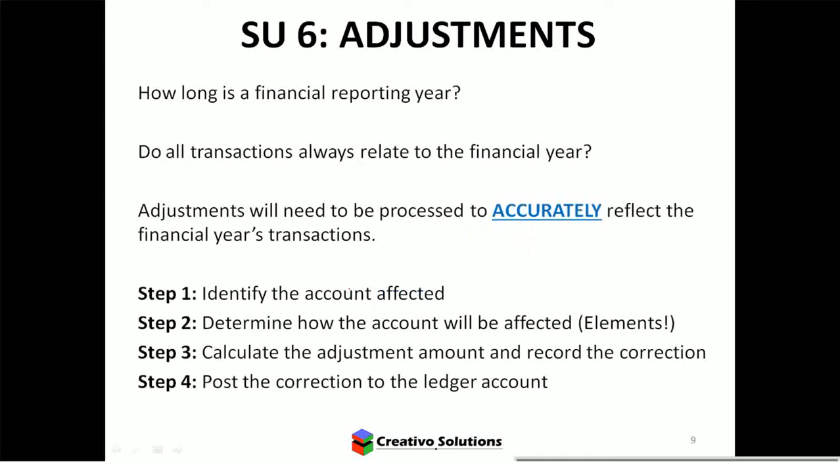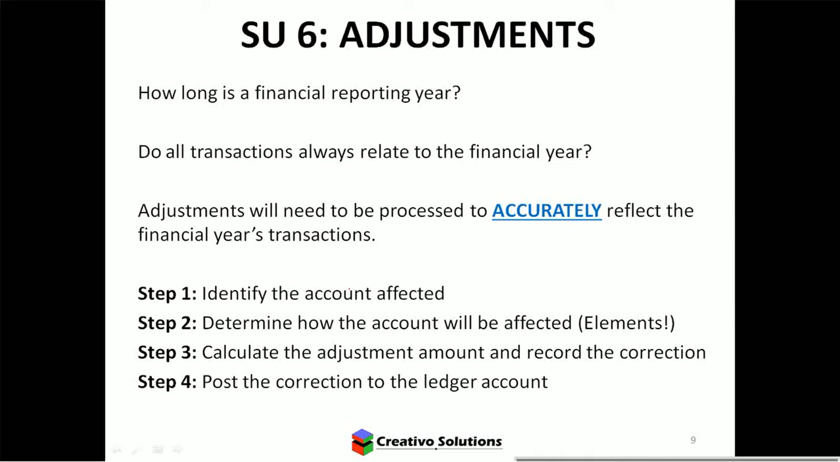Here are your adjustments. Again, revision. We've covered adjustments before. I want to see how many of these you still remember. So let's check. How long is the financial year? 12 months. 12 months is correct. If the financial year is 12 months, do the transactions always relate to the financial year? Not always. There are some times where you're going to have to provide for the differences, and that's an adjustment.